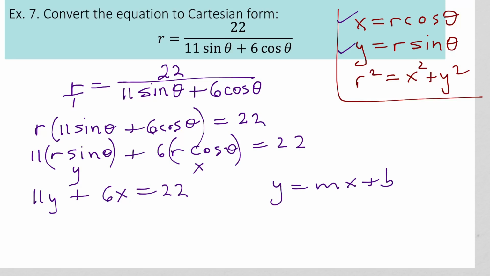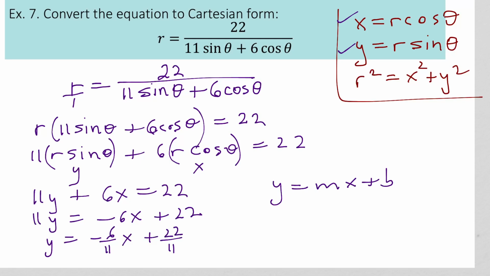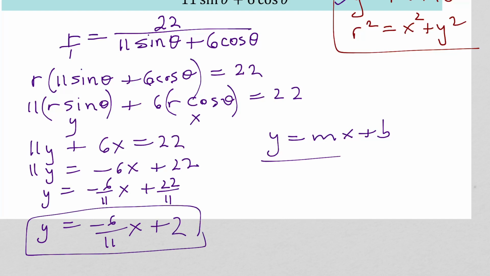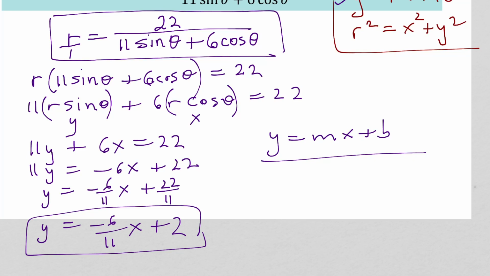All right, so 11y is equal to negative 6x plus 22. So that means y is equal to negative 6 over 11x plus 22 over 11, which that one would reduce. So let's reduce that fraction, plus 2. So this is y is equal to mx plus b. This is a line. So in polar coordinates, a line, a linear equation would look like this, or in Cartesian coordinates, it would look like this.